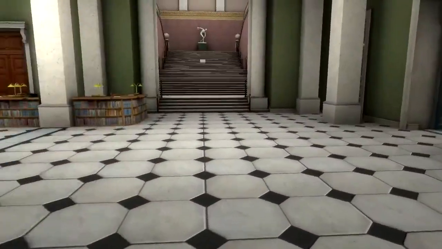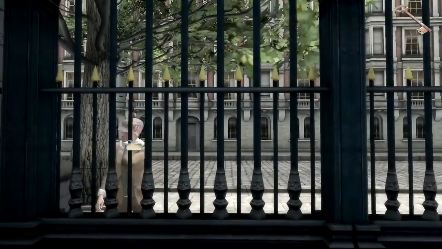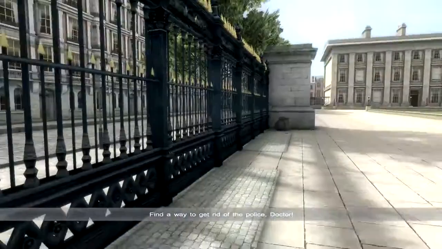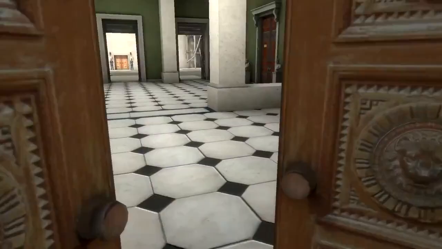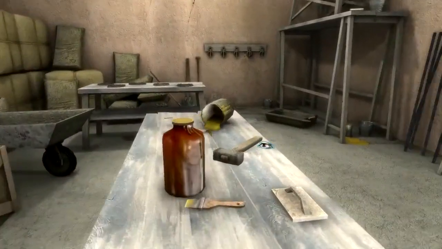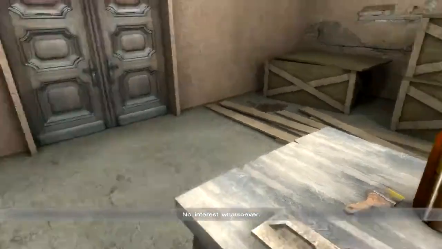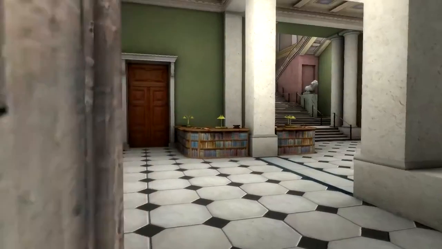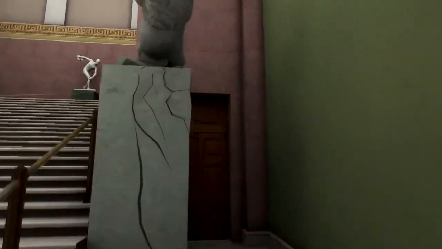Okay, but first we're actually going to hand him the key first. Do that. Find a way to get rid of the police, Doctor. Yeah. Calm yourself. And hint, hint. Oh, look, we happen to be talking about that statue. Oh, look, there's a hammer. No interest whatsoever. Oh, do I have to look at the statue first? Okay, I have to look at the statue first.